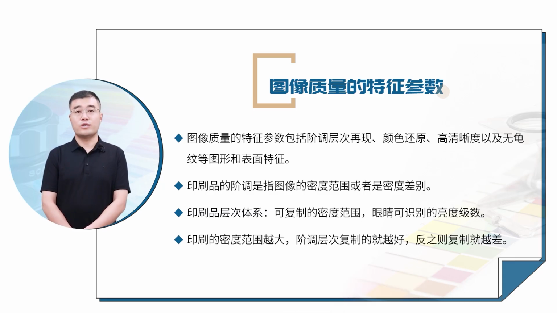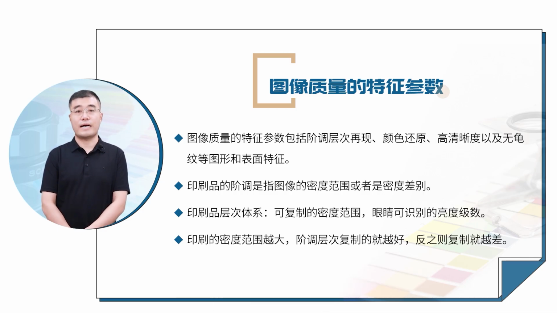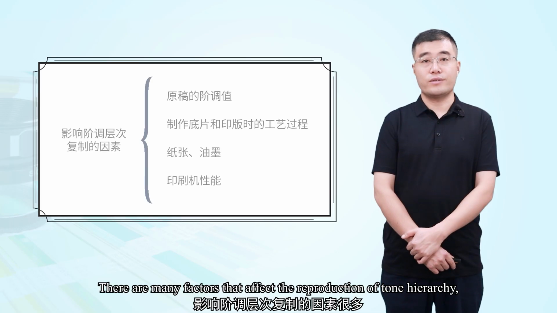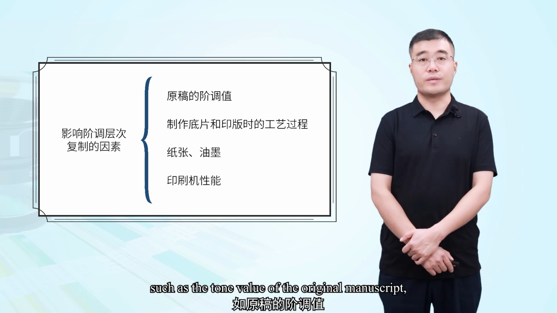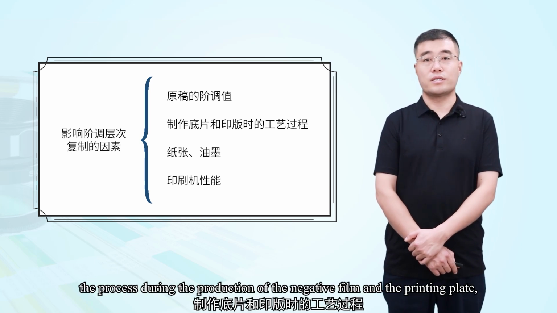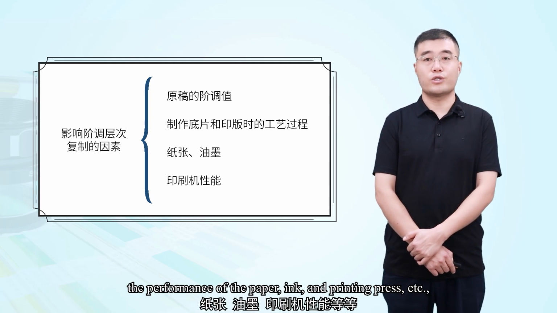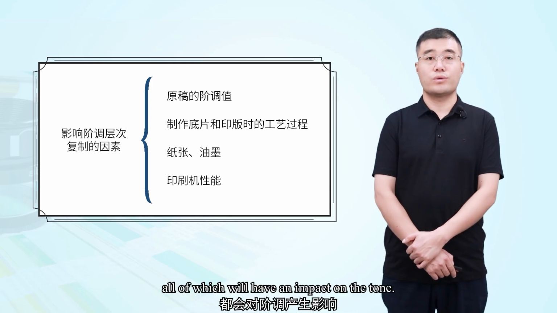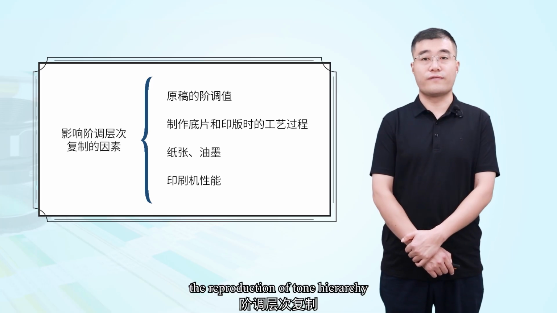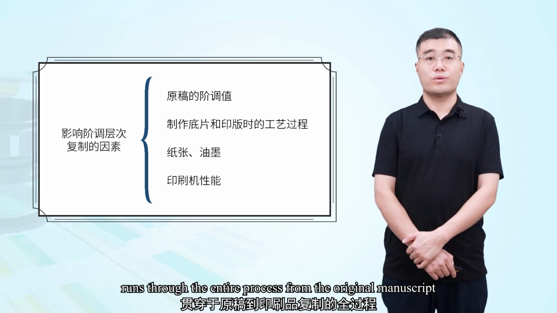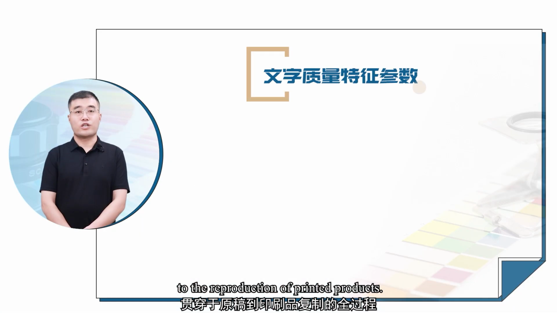Generally speaking, the larger the density range of printing, the better the reproduction of tone hierarchy, and vice versa. There are many factors that affect the reproduction of tone hierarchy, such as the tone value of the original manuscript, the process during the production of the negative film and the printing plate, the performance of the paper, ink, and printing press, etc., all of which will have an impact on the tone. It can be said that the reproduction of tone hierarchy runs through the entire process from the original manuscript to the reproduction of printed products.